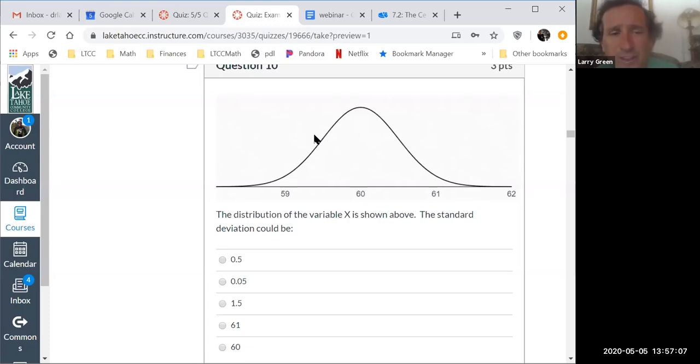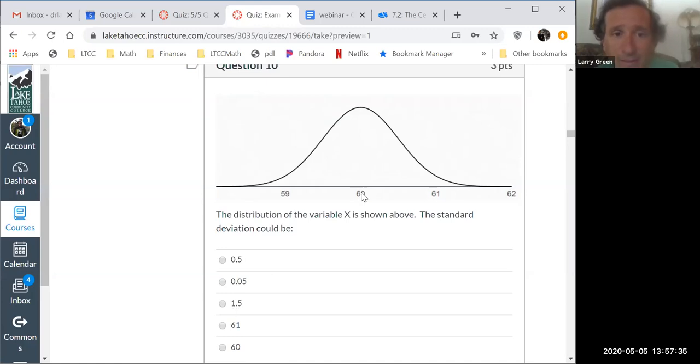Yeah, 0.5. Let's look at the reason. Standard deviation means that if you move left and right that amount, you're going to cover most, kind of the majority, but not almost all of it, the majority of the data. So if you only move 0.05, that's a tiny, tiny bit from 60. You see that? You're not going to get the majority of the data if you move a tiny bit from 60.